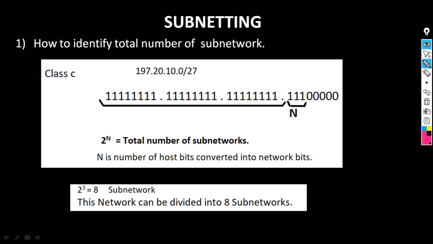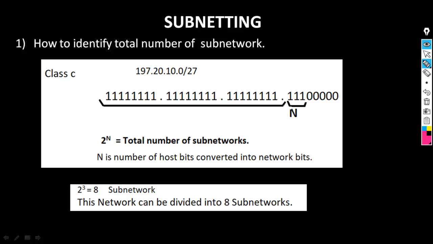My name is Neha and today's topic is subnetting. So let's start with an example. I am taking a class C network, that is 197.20.10.0/27. By default, the subnet mask of class C is /24. Here the /27 value is used, which means a single network will be divided into multiple subnetworks.